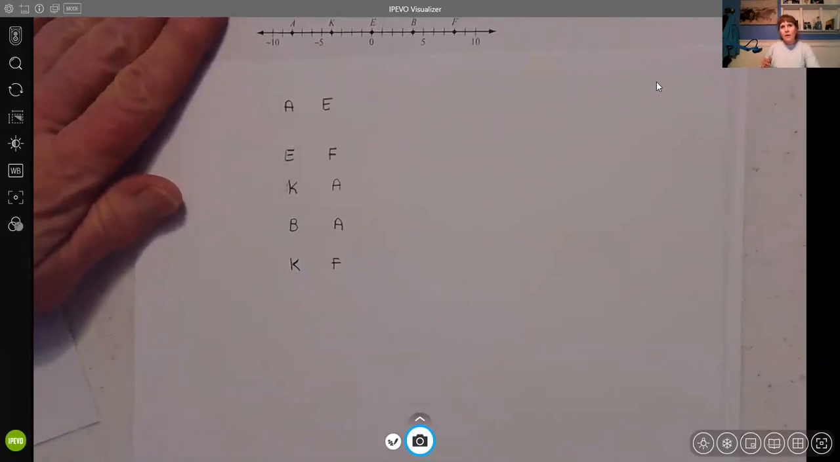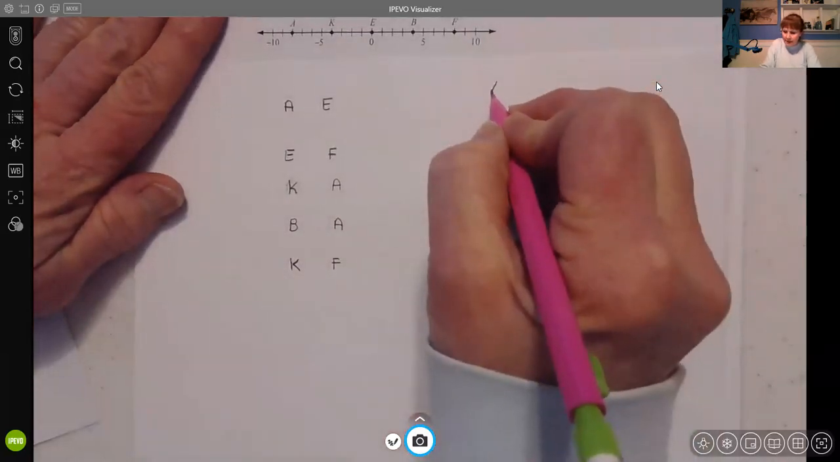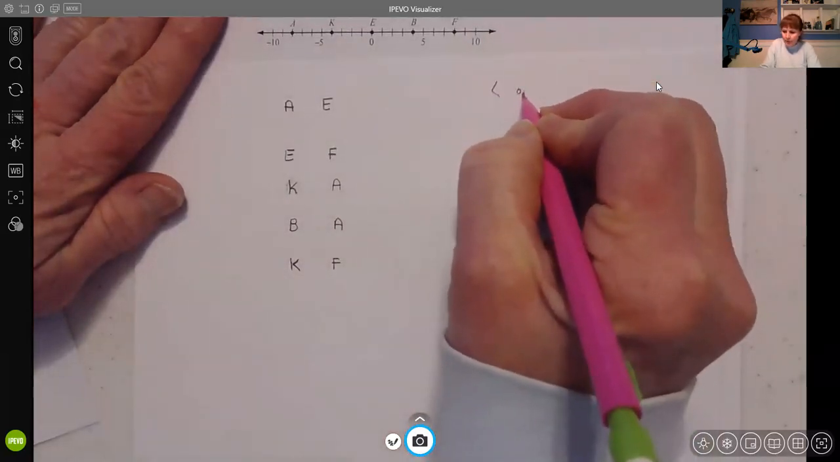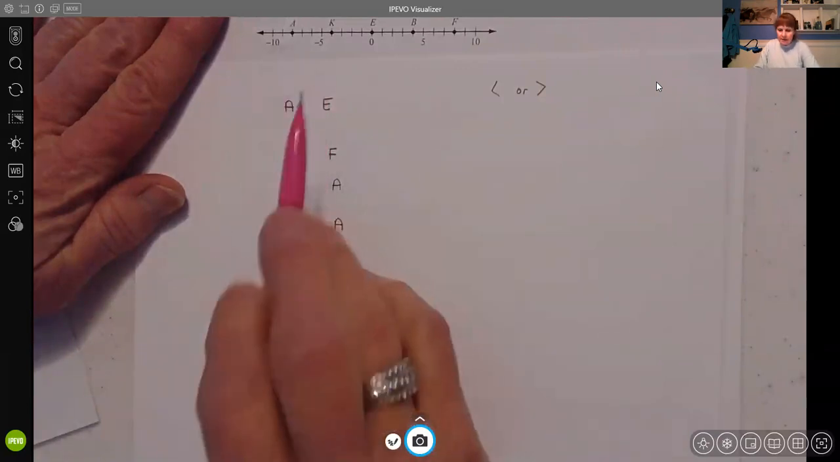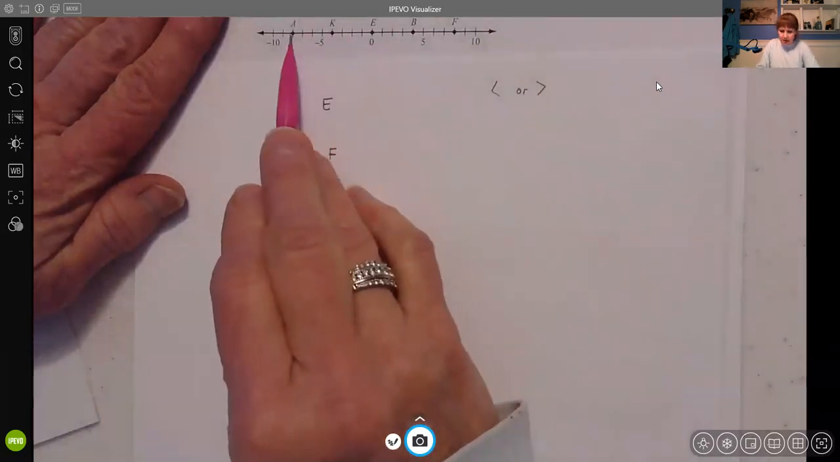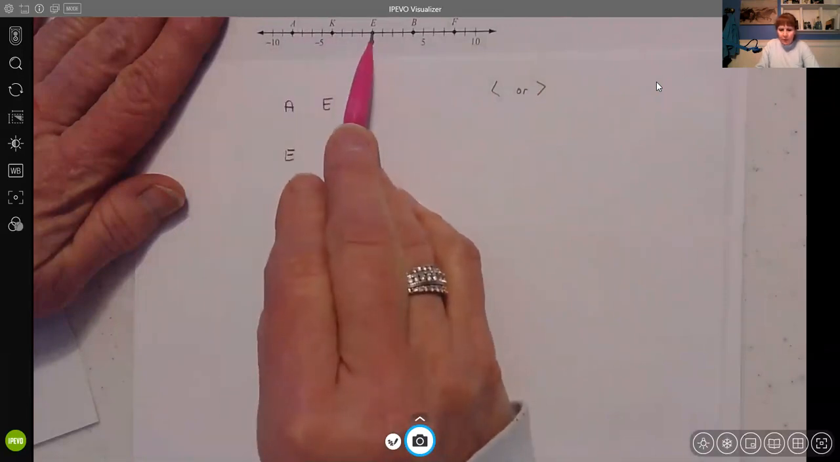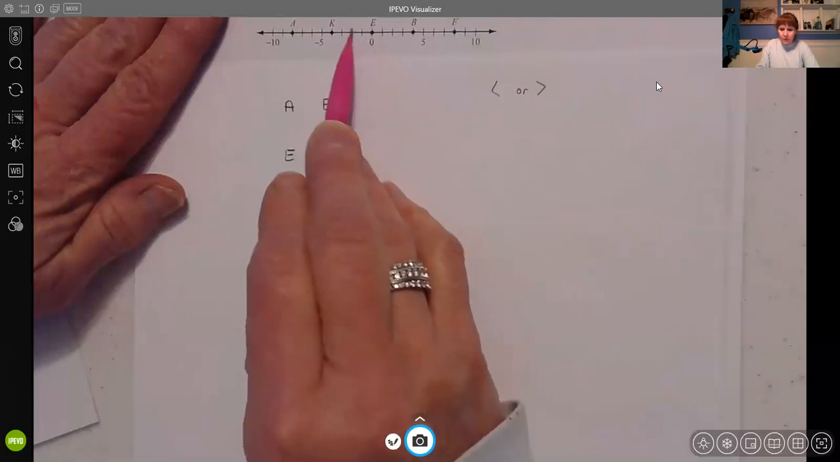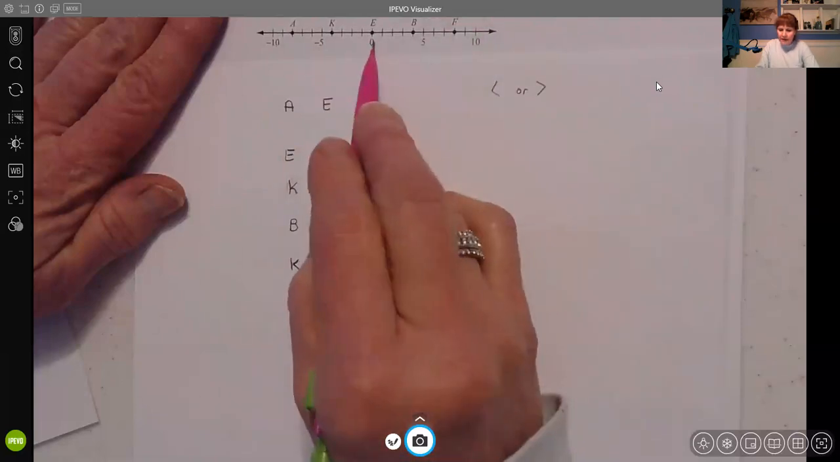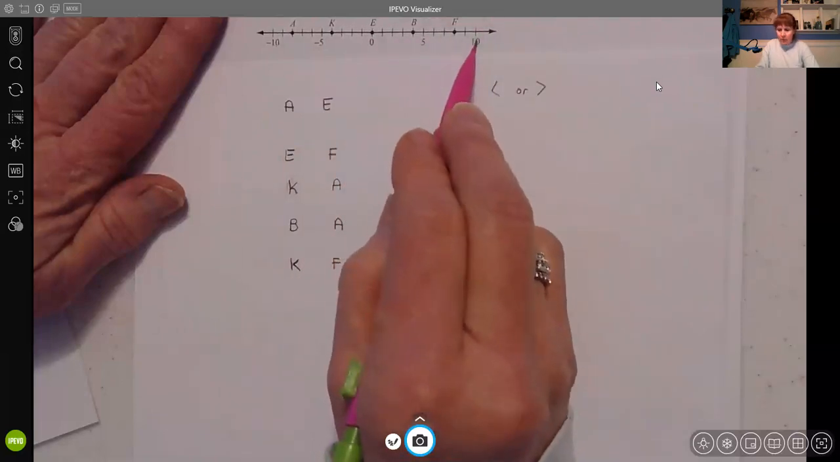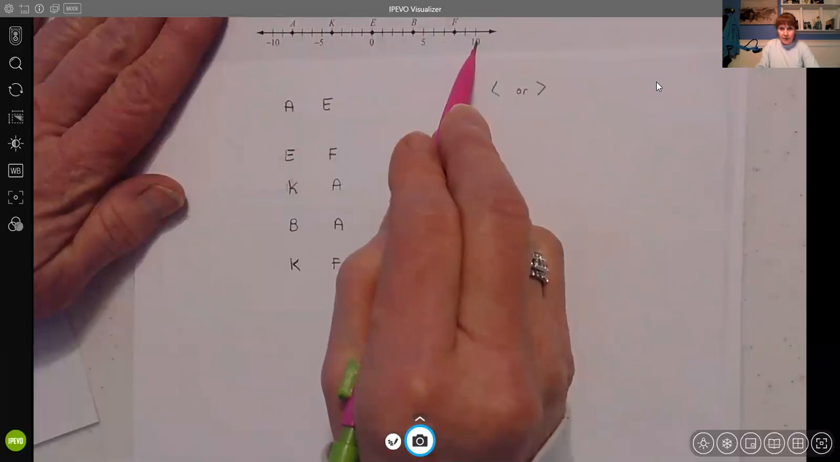All right, let's say I wanted to compare A and E. When they ask you to compare, it's going to be with a less than or a greater than symbol. Now, when a number is less than a number, it's because it's to the left on a number line. So anything to the left of 0 would be considered less than 0. Anything to the right of the 0 would be considered greater than 0.